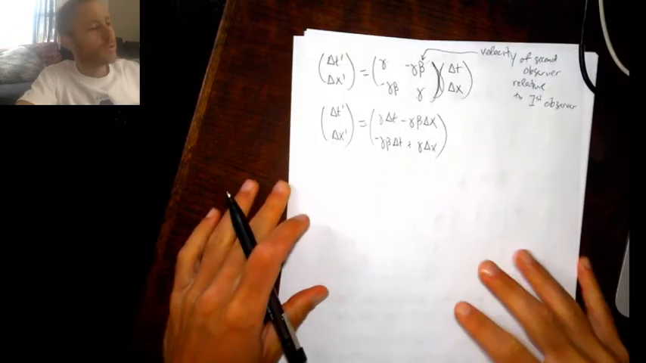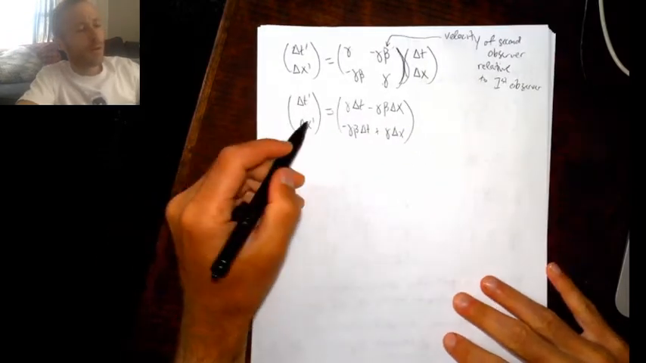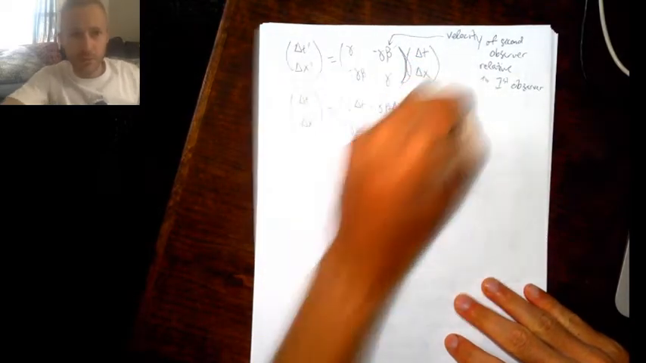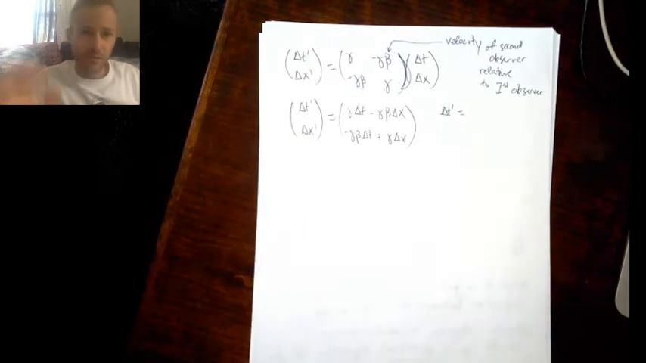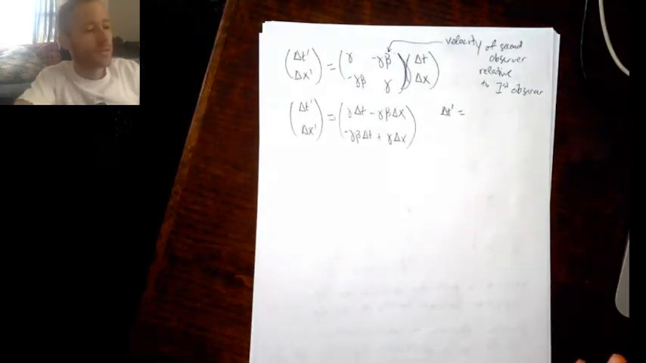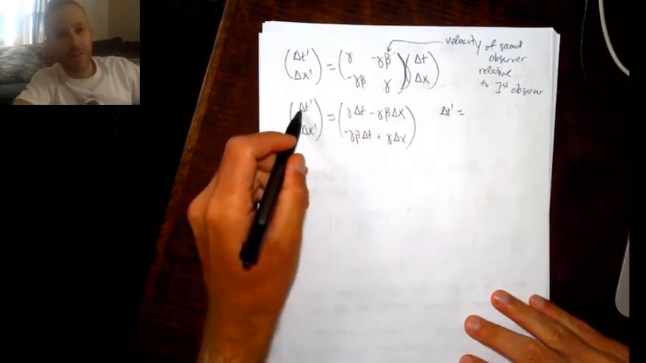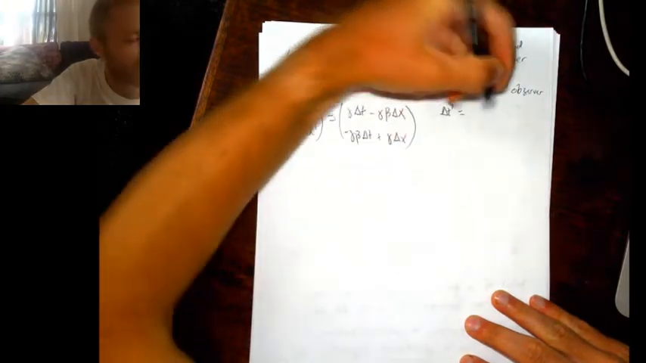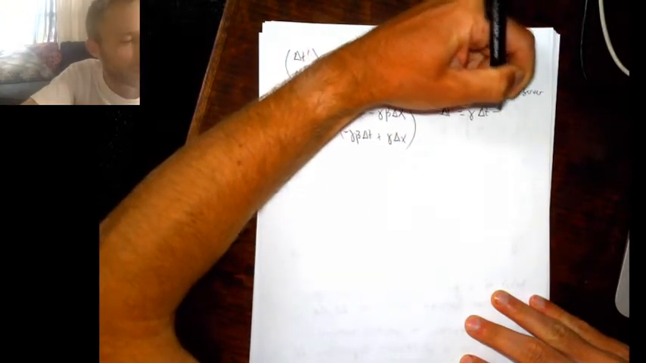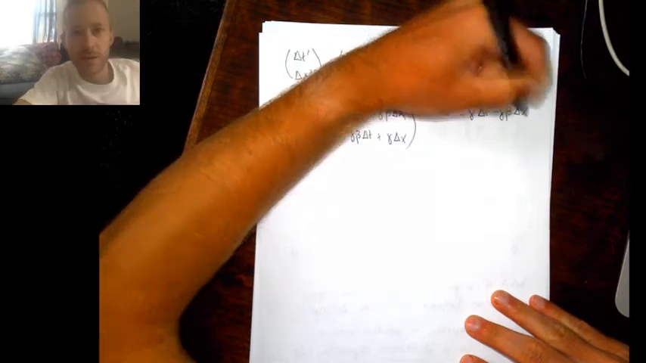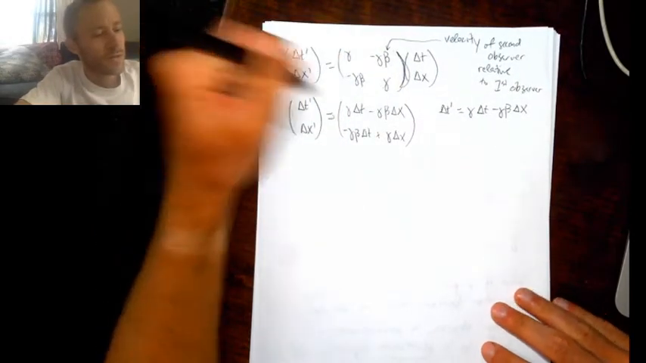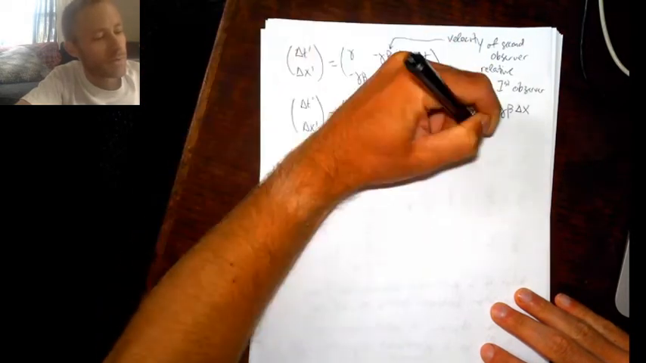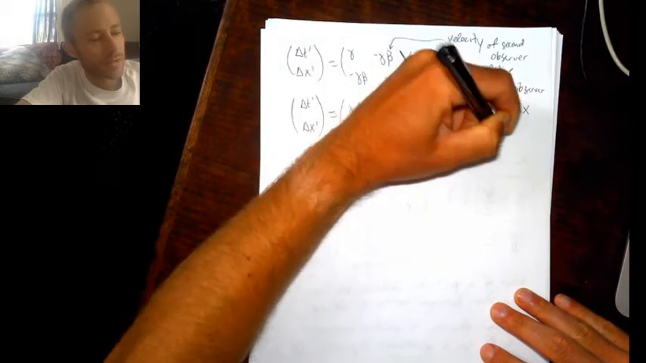Okay. So what that means is that delta t prime equals that, if two vectors are equal, then that means that they have the same components, right? So delta t prime equals that, delta x prime equals that. So I have delta t prime equals gamma delta t minus gamma beta delta x, and I have delta x prime equals minus gamma beta delta t plus gamma delta x.